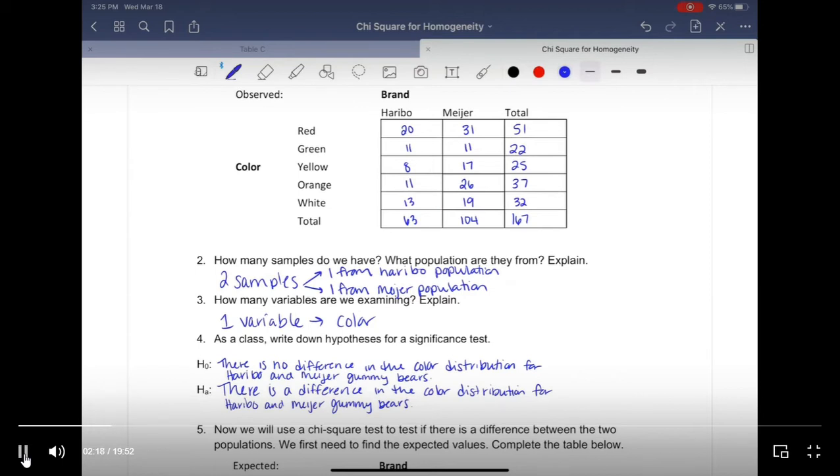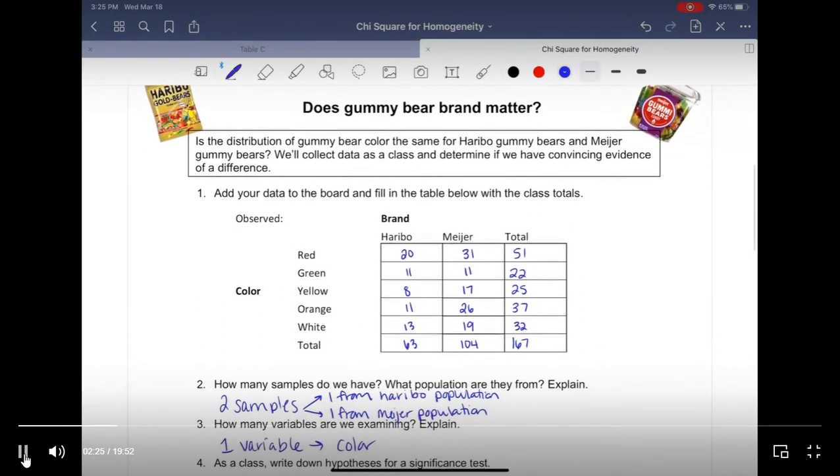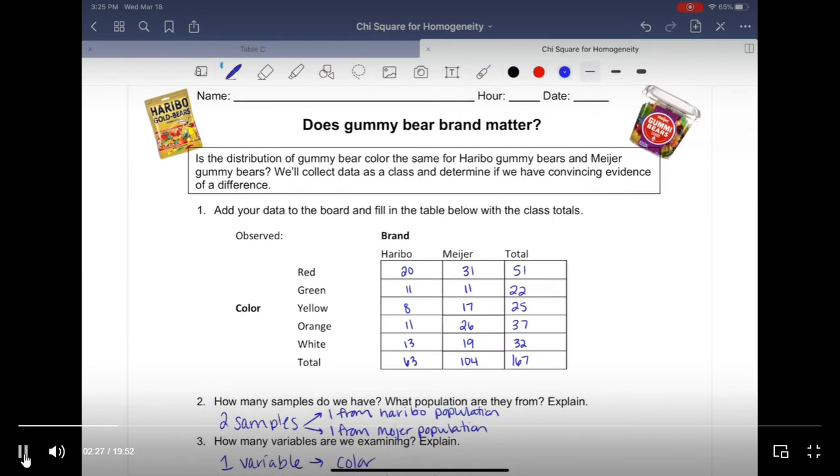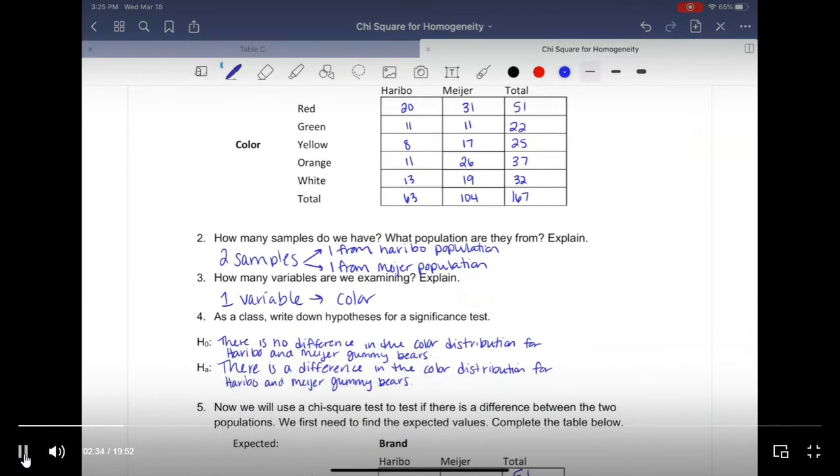Okay, so let's go through these. So in question number 2, how many samples do we have and what population are they from? So if we look back up here, we actually have 2 different samples. Each group was given some Haribo gummy bears and then also some Meijer gummy bears. So we've got 2 samples, one from the Haribo population and then one from the Meijer population. How many variables are we examining and explain? So that's one variable that we're looking at, which is color. So that's a categorical variable.